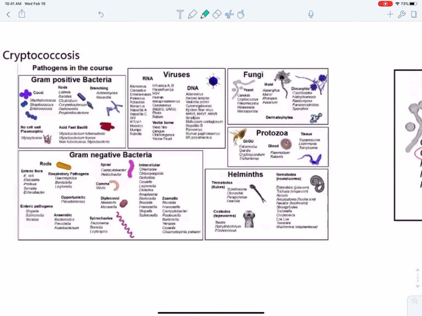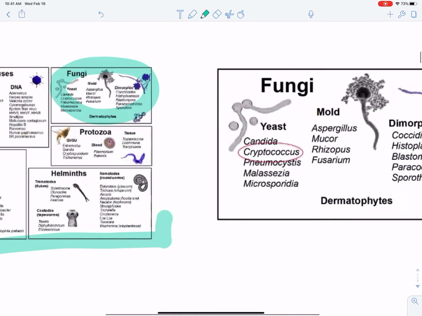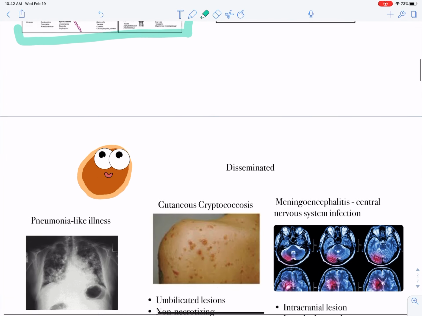So right here, we just have a nice little graph of all of the pathogens that we're going to be studying in our course throughout the semester. So it's going to fit under this category right here, specifically that unicellular yeast, and you can see it right under there. So let's move on to the disease itself.